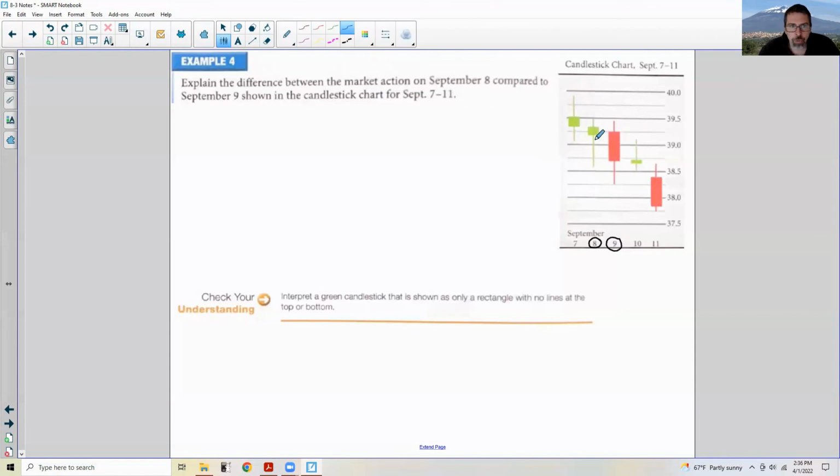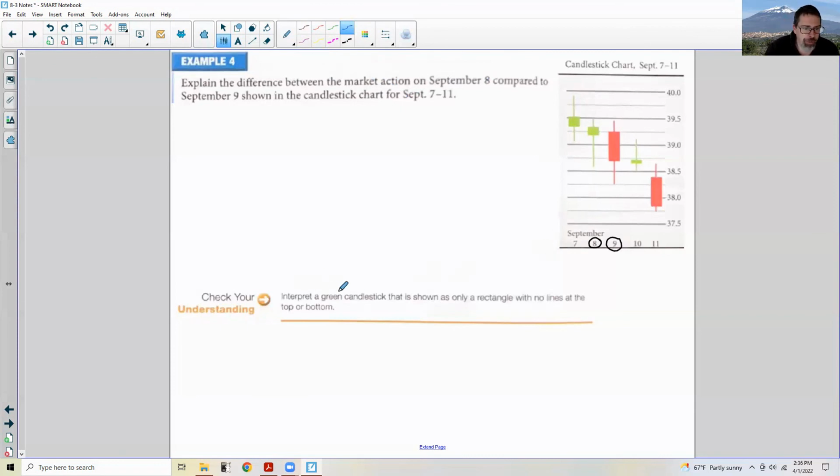Okay, so hopefully I explained the difference between the action in September 8th and 9th. This opened lower than it closed, so it had a gain in the day. This one opened higher than it closed, it lost on the day. Okay, so now we'll check your understanding.